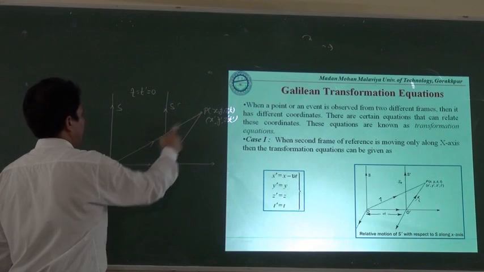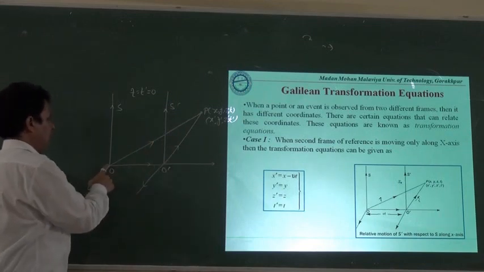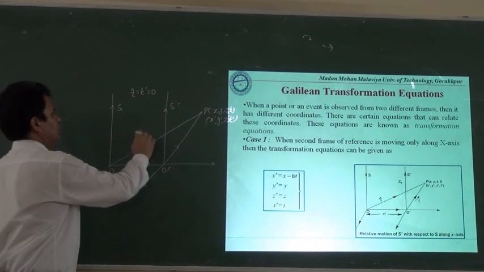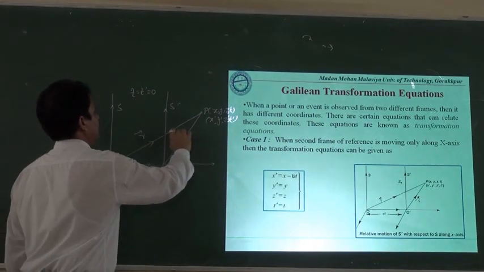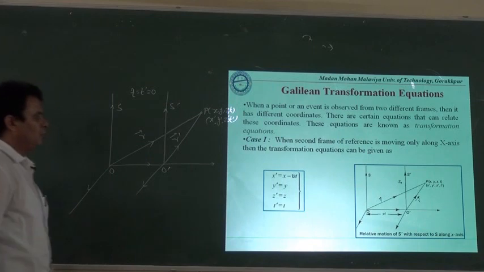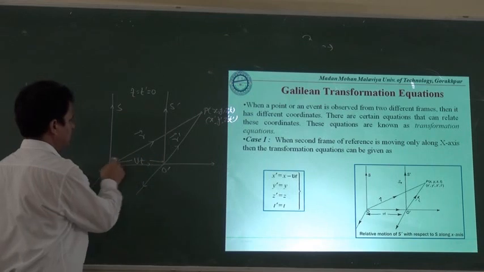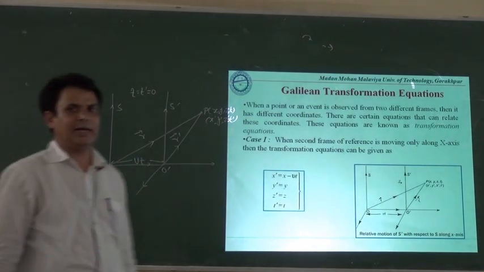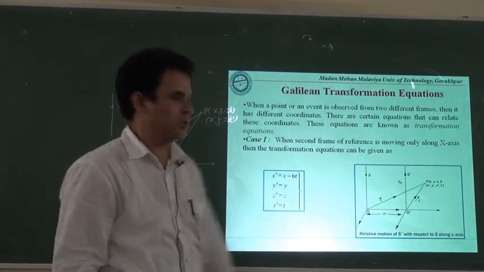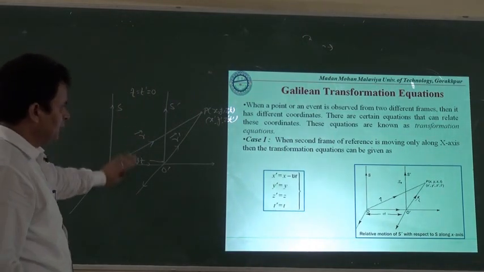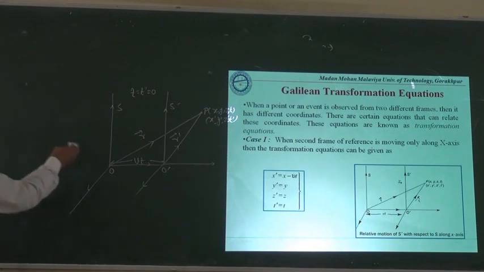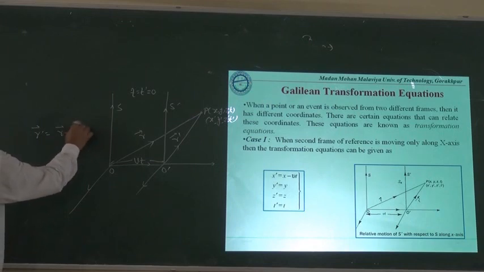Since this information has been measured or revealed by O, we will write it as R. This has been measured by O dash, so it is R dash, and this is the distance traversed by S dash in a time t with a constant velocity v. So let us have the relation between them. That relation can be given in this way: R dash is equal to vector R minus Vt.